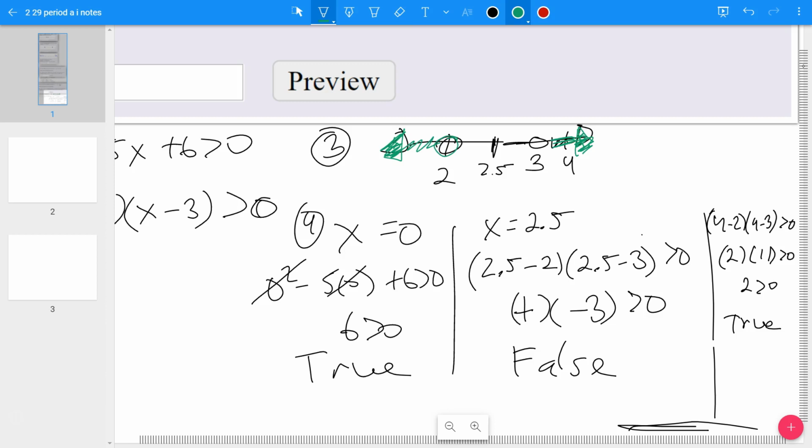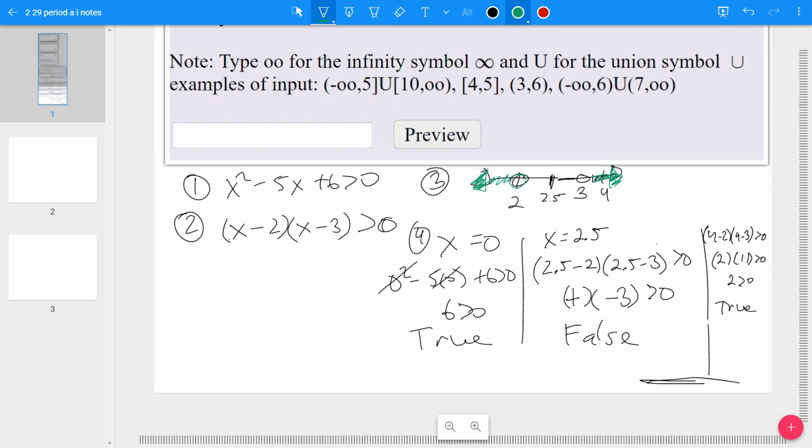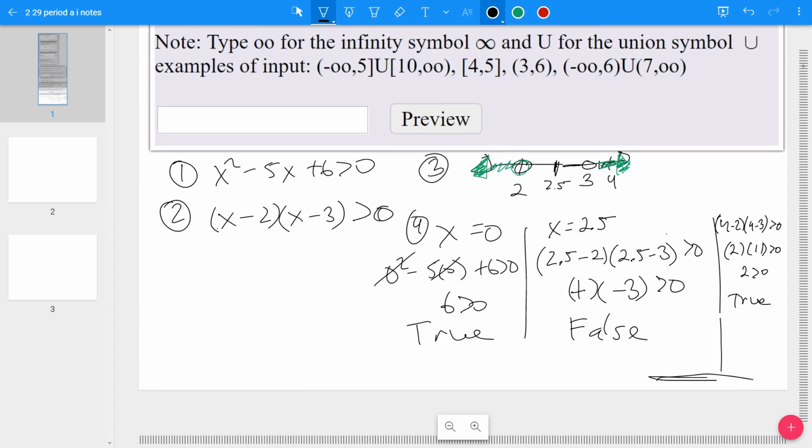Which means when you enter this, it takes this form. You have to use the union symbol. Take a look. Be careful now, because it's going to go from negative infinity, with parentheses next to the negative infinity, up to 2. Next to the 2 you put parentheses because the 2 is not included. Union. Then on the other side, you're going to put 3. Next to the 3, make sure you put parentheses. It's not included. Comma, and then you're going to go towards positive infinity. And that would be the solution.